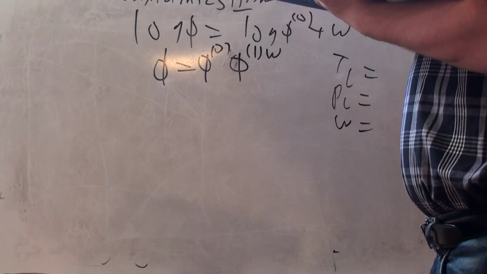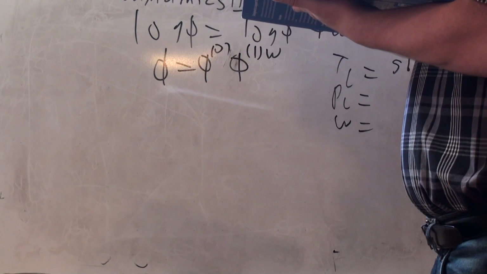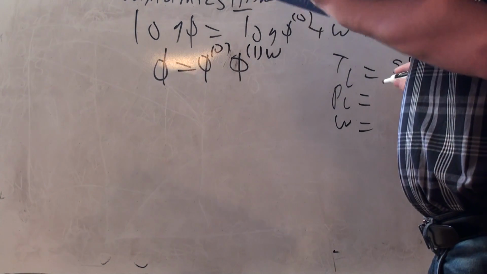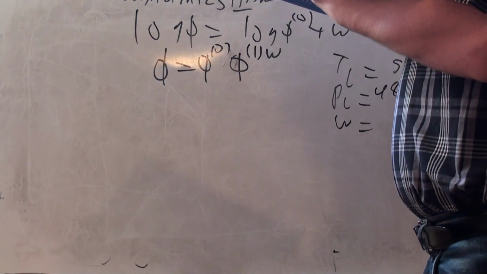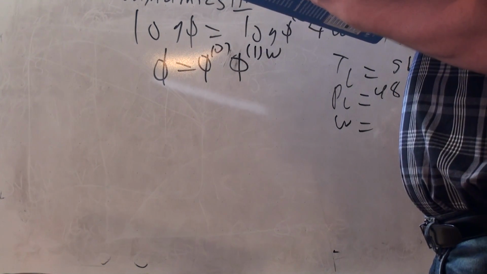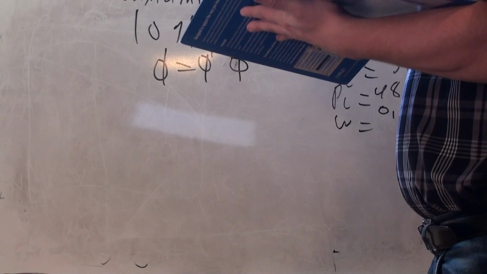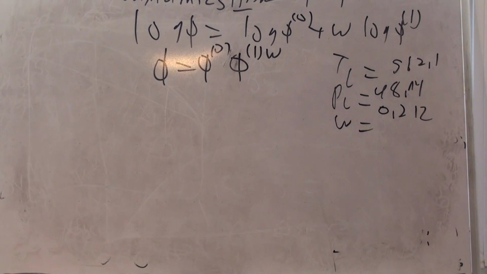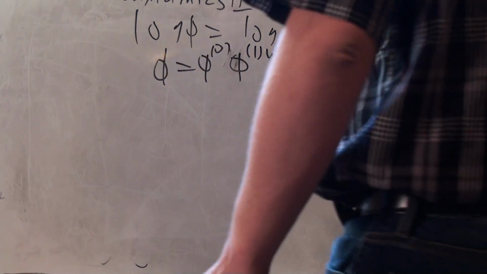And we've got 562.1, we've got 48.94, that's bar, and then we've got 0.212. So now what do I do? Well, now we get reduced pressure and reduced temperature.